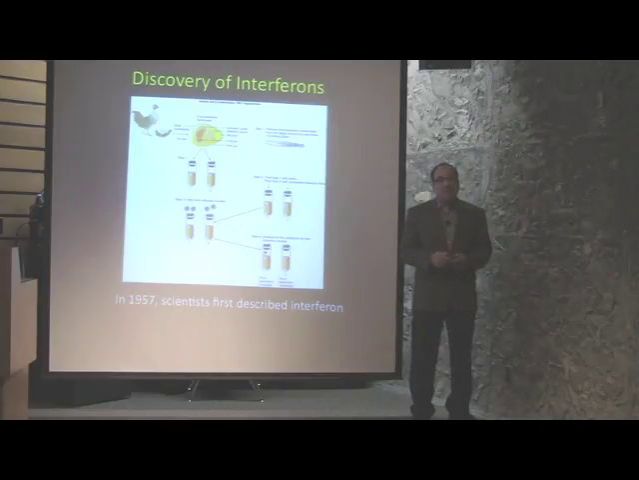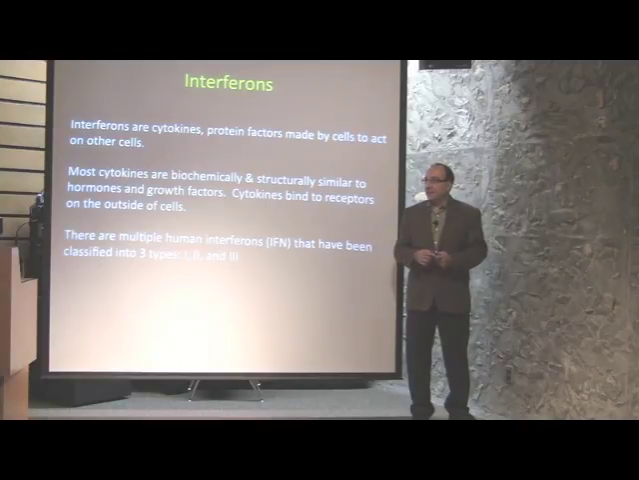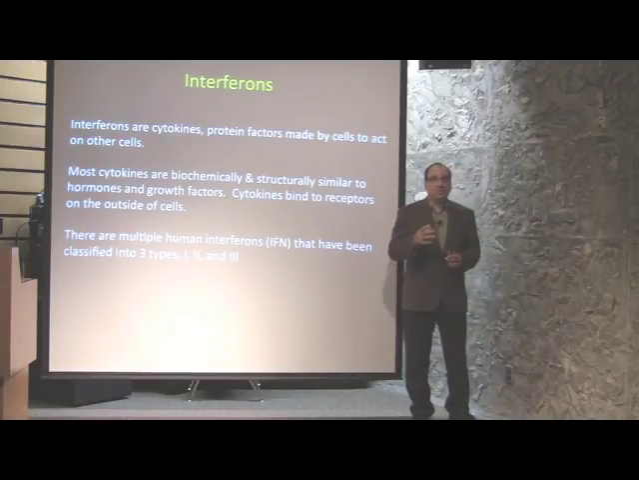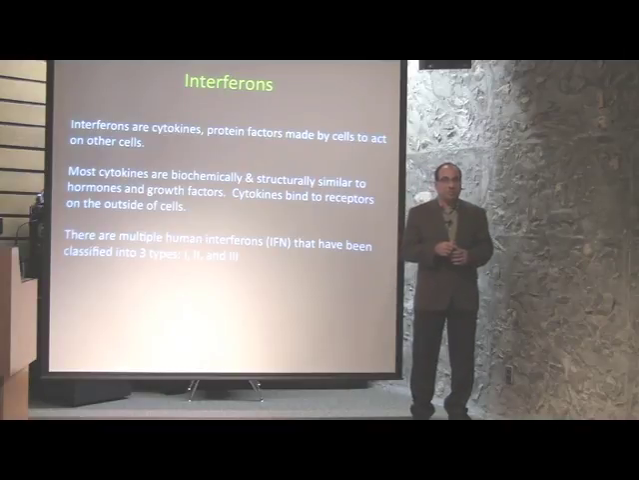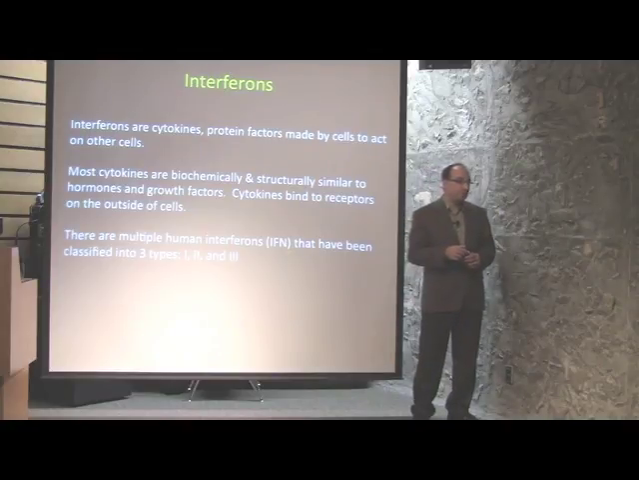So what was going on? Well, scientists ultimately purified a protein which they called interferon because it interfered with the ability of viruses to replicate. And interferons are small proteins. They're a member of the cytokine family. And cytokines are sort of the communication molecules of the immune system. It's the way various components of the immune system talk to each other.